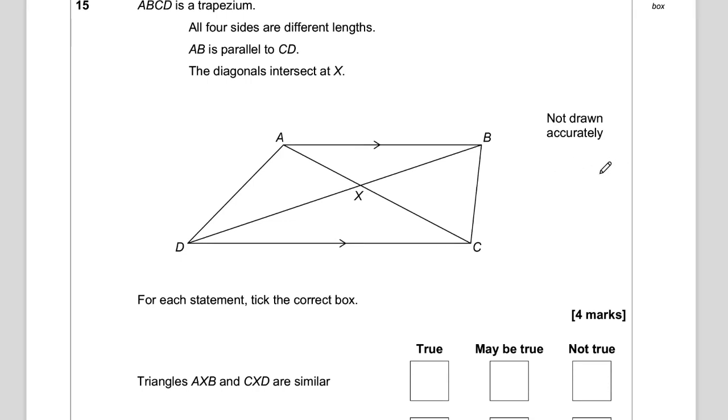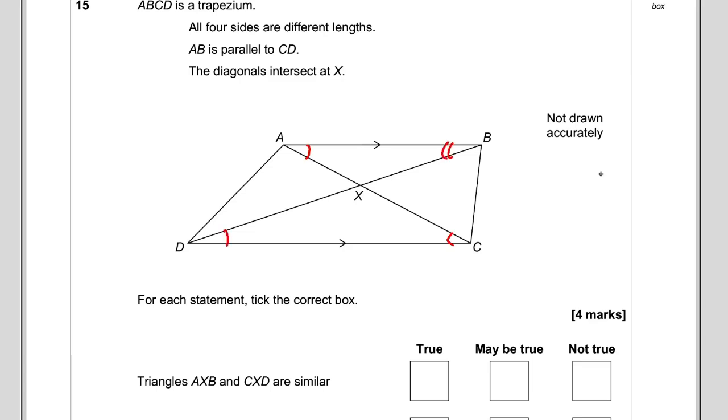Question 15. ABCD is a trapezium. All 4 sides are different lengths. AB is parallel to CD. The diagonals intersect at X. For each statement, tick the correct box. So triangle AXB and triangle CXD are similar. Well, that angle is going to be equal to that angle, and that angle is going to be equal to that angle. And they're not congruent because these are different lengths, so that one must be true.